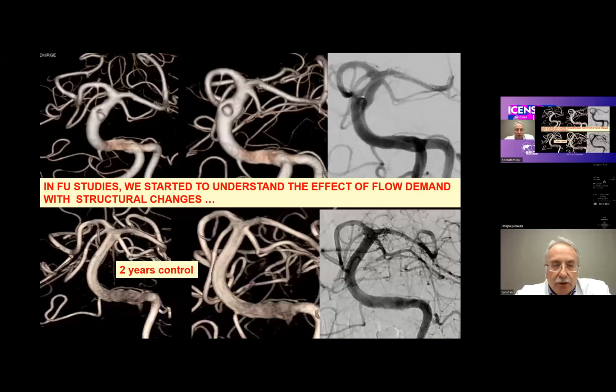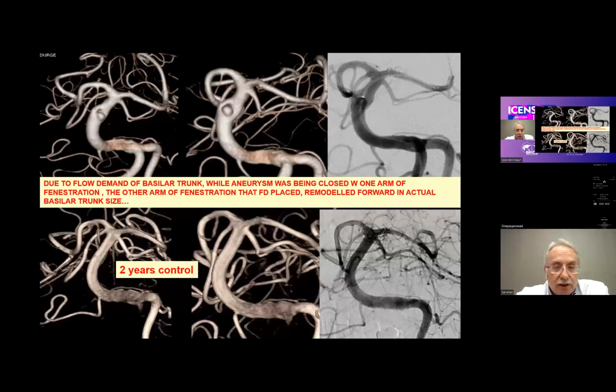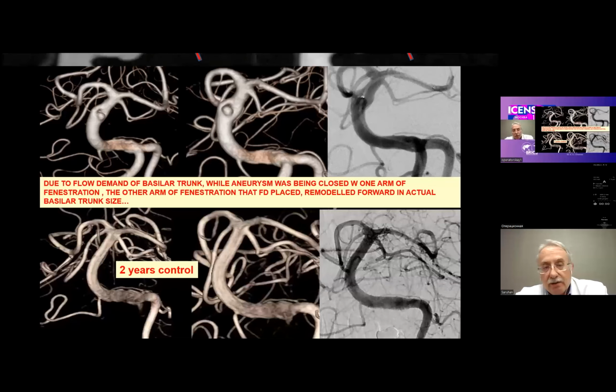In follow-up studies, when we started to use these flow diverters back in 2007, we really started to see and understand the effect of flow demand, actually creating structural anatomical changes, like in this basilar fenestration aneurysm, where one of the fenestration arms can be taken and placed on the pipeline, and 2 years after you see there is a new basilar artery. Basically, this was an anatomical, structural change that has been created by the flow demand of the vessel.